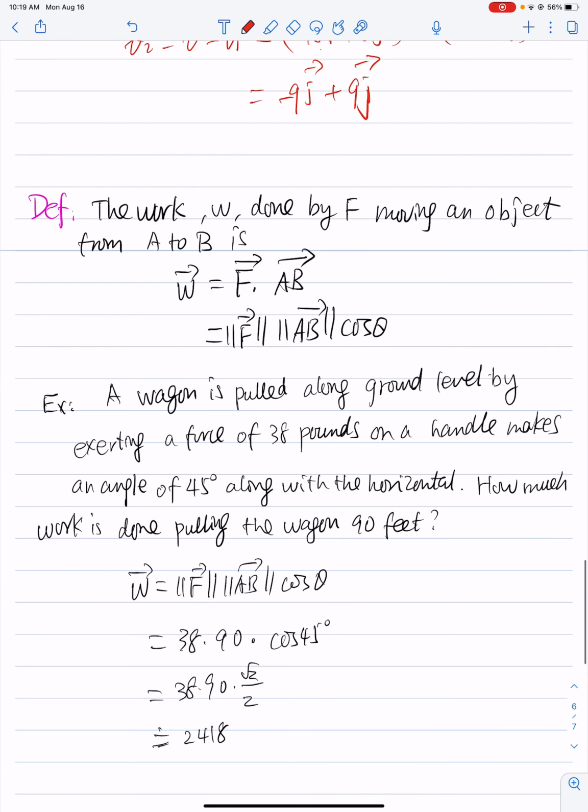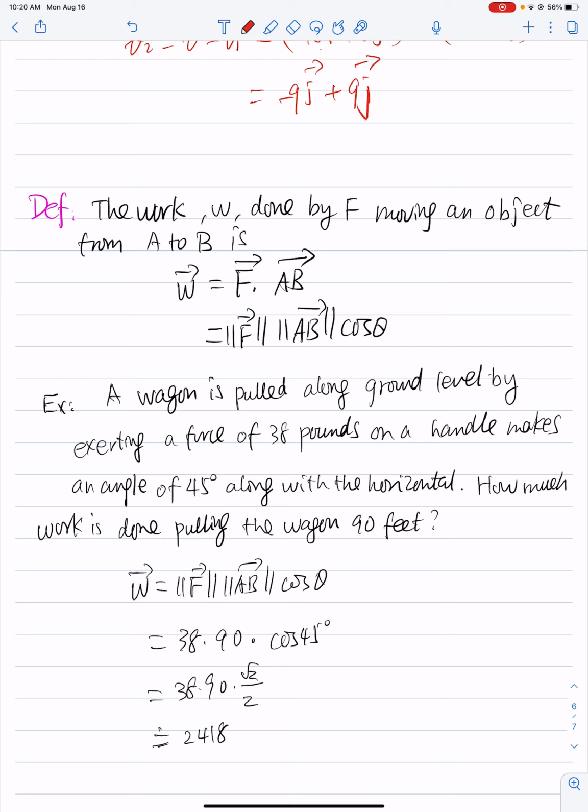Okay, so the next thing we want to define here is the work. What will be the work? Work W will be done by force F, moving an object from A to B. When we talk about work in physics, we want to find the distance along the direction of the force. That will be your work. Because it always involves directions.